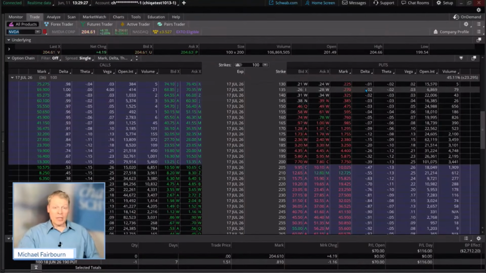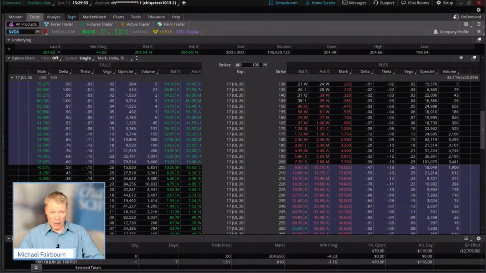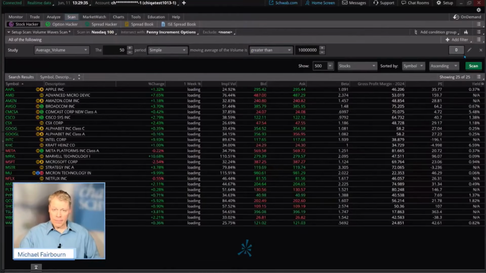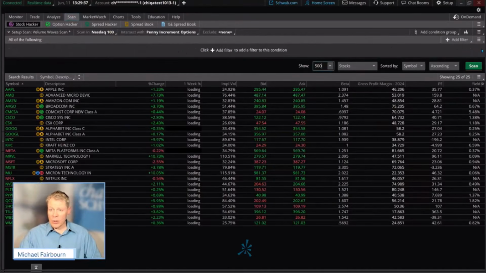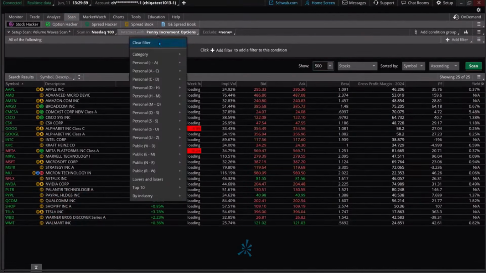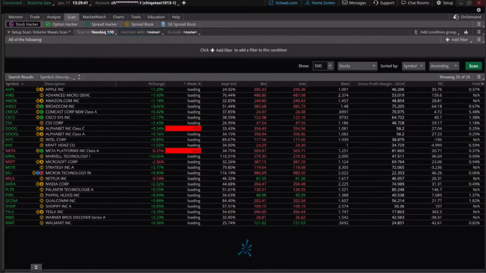So first thing I want to do is run through a really super basic scan with you. I want you guys to build this as we're going through it. I'm in the scan tab right now. And I'm going to clear this out, and I'm going to clear this out too. We can start off with the NASDAQ 100, no problem. So I'm scanning in the NASDAQ 100.